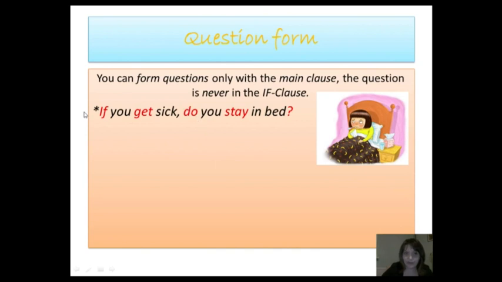We started the question with if clause, which is affirmative form, but the main clause is in question form, and since we have the person you, we put do to make the question form.